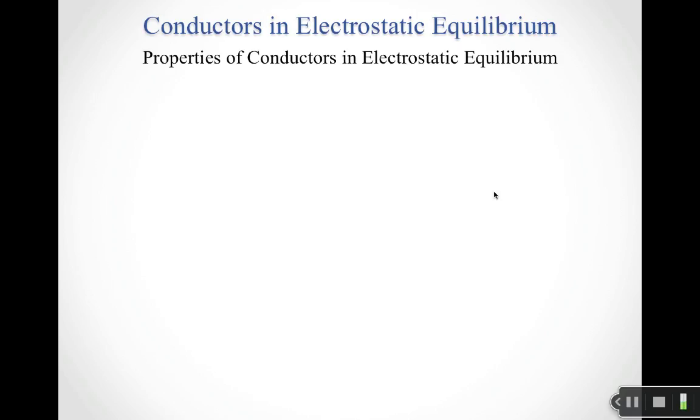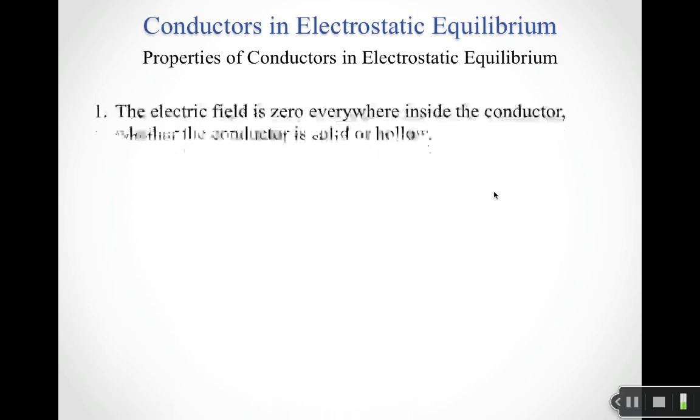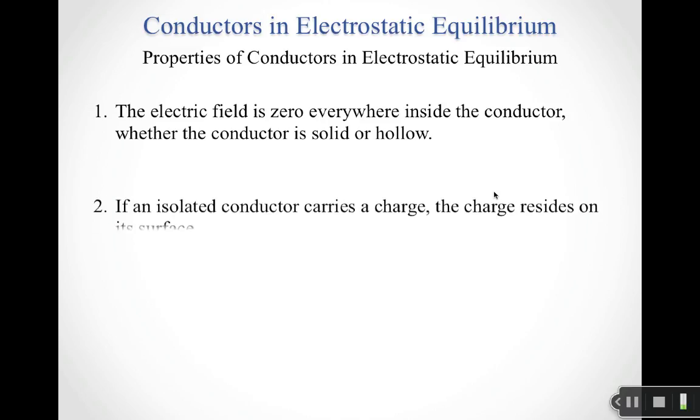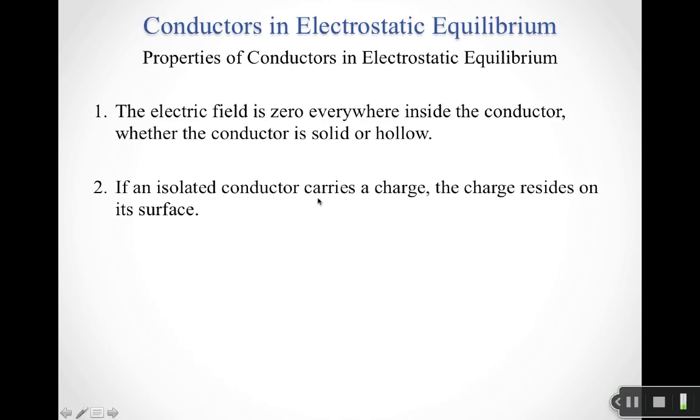So there are several properties that describe conductors in electrostatic equilibrium. Hey, we talked about equilibrium in terms of all the forces and torques canceling out. We've talked about equilibrium in terms of thermal equilibrium, where things are at the same temperature. Here we're talking about electrostatic equilibrium, and what defines electrostatic equilibrium is that the electric field is zero everywhere inside the conductor. And again, this doesn't matter whether the conductor is solid or hollow, whether it's positively charged, negatively charged, or neutral. This is true always for a conductor in electrostatic equilibrium.